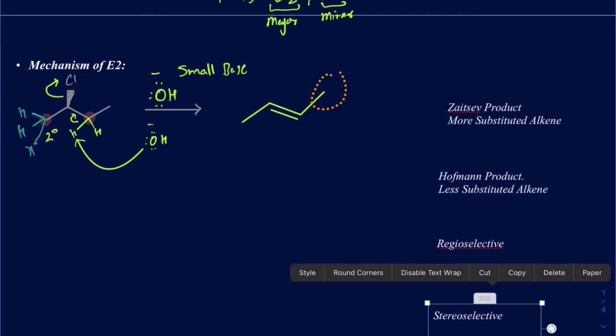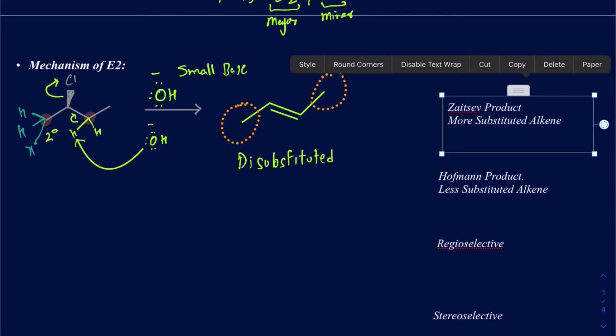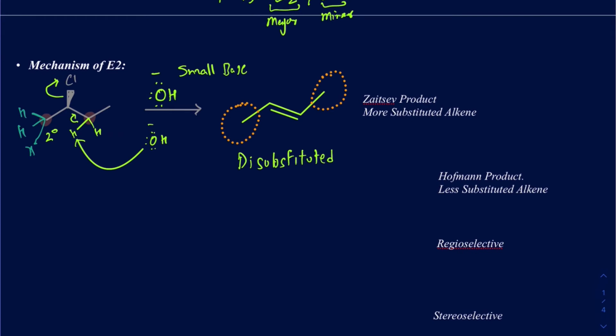You can say I got an R group here and I got an R group here. So this is going to be called a di-substituted alkene. This particular product is going to be called a Zaitsev product, and a Zaitsev product is going to be achieved whenever you're using a small base, unless there is going to be a restriction on the proton, and I'll talk about that in a minute, because even though when you use a small base, you may not necessarily get a Zaitsev product or a more substituted alkene.